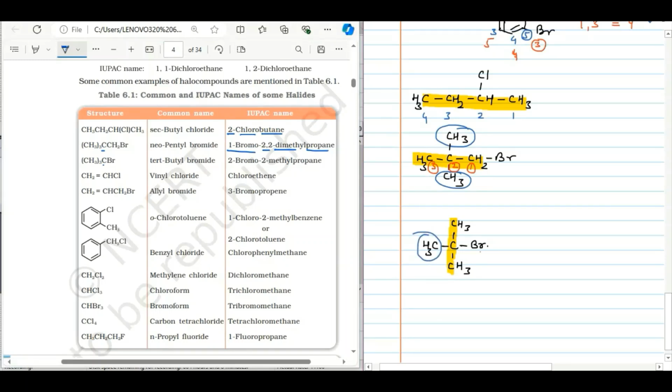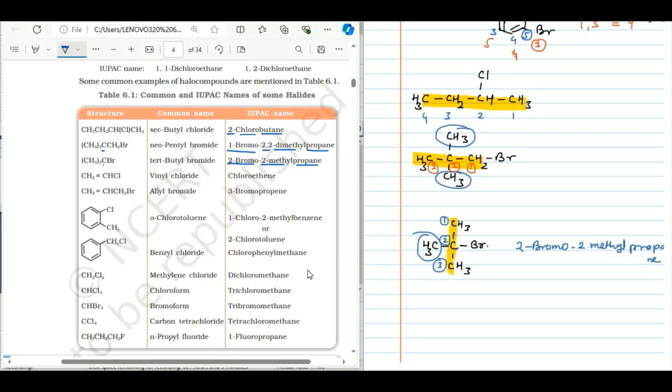Now number this chain so that bromine gets the lowest possible number. So here we can number it from top to bottom 1, 2 and 3. Bromine gets the second number and methyl also gets the second number. As we have used prefix for the halogen, you have to write 2-bromo, 2-methyl, parent is 3 carbon long, so it will be propane. So here you will see the name 2-bromo-2-methyl propane.